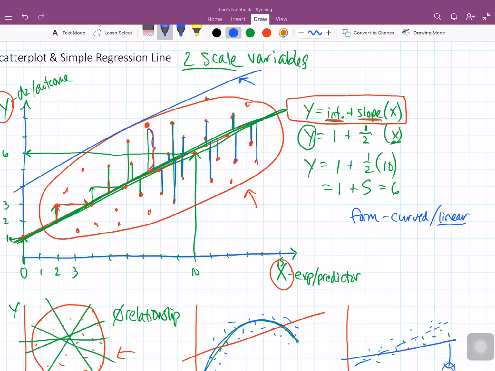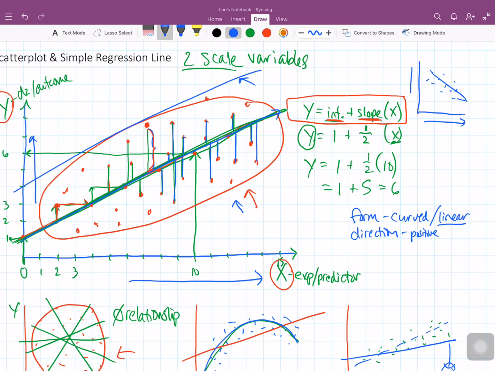We can also describe this in terms of direction. And if the scatter plot is as it is over here, this is a positive relationship, whereas x increases, y also increases. In other words, this line goes up and to the right. It's also possible to have a scatter plot that is down and to the right, and so as x increases, y actually decreases, and that's called a negative relationship in terms of direction. We already talked about outliers.